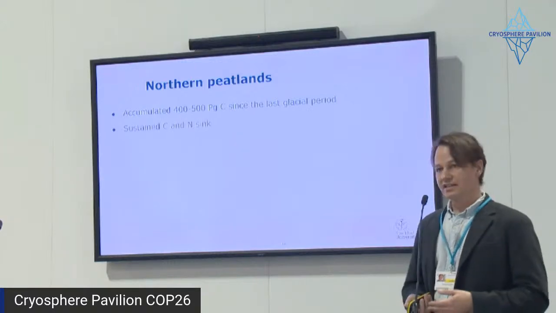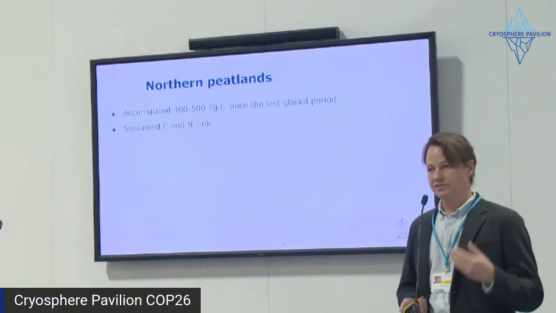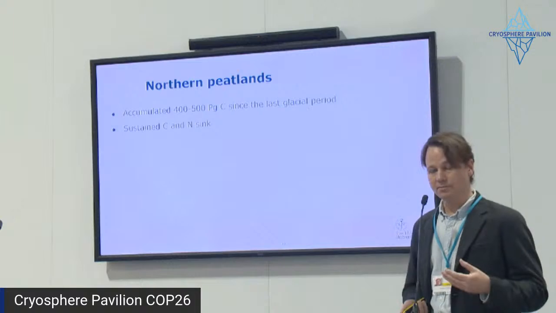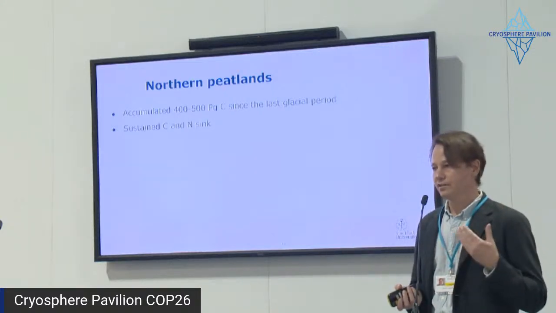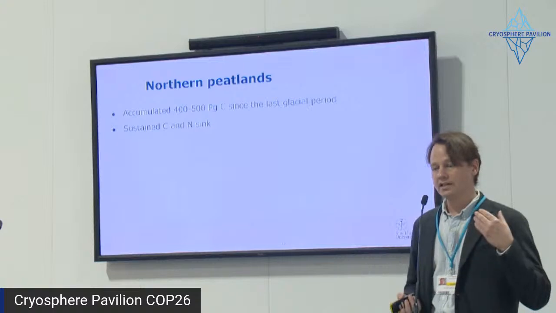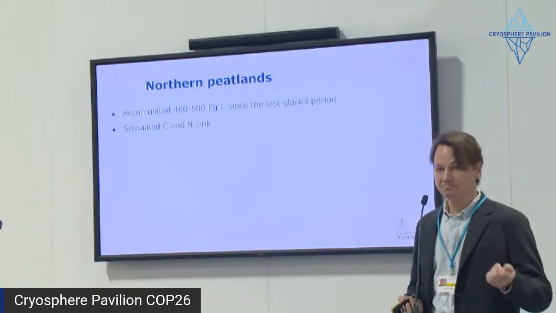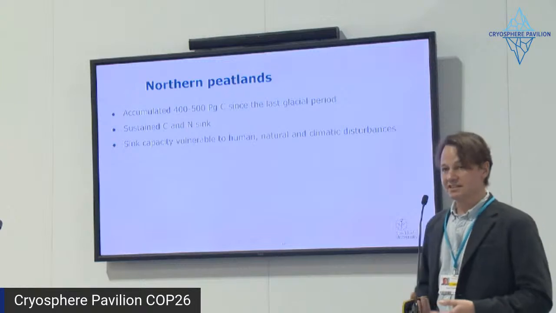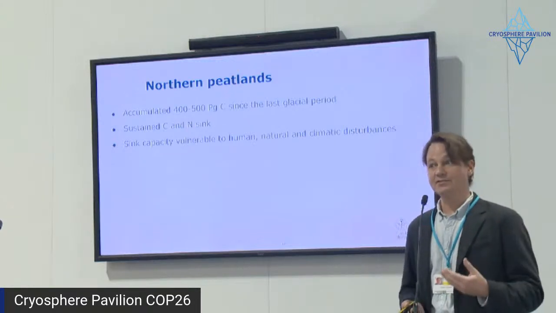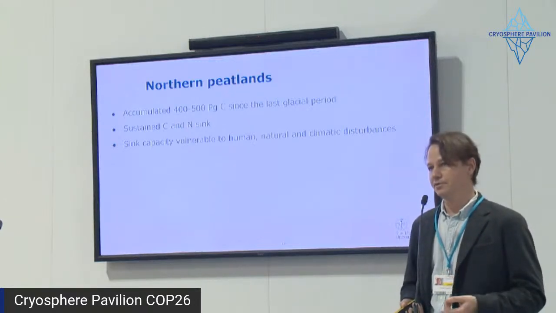And this also means that these peatlands have been a sustained sink for both carbon and nitrogen, pulling carbon and nitrogen out of the ecosystems and the atmosphere into the soil, effectively cooling the climate for at least 10,000 years or more. Northern peatlands are still a carbon sink. They're still cooling the climate for us.